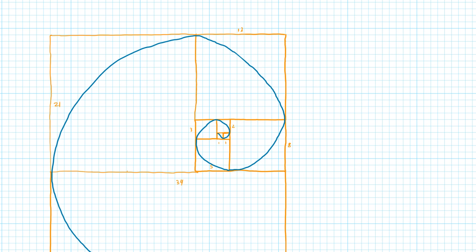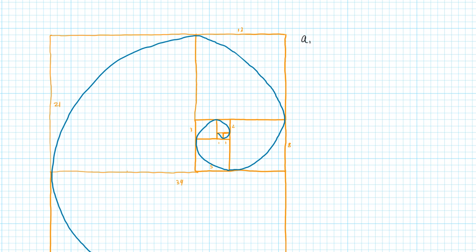We can describe this pattern as that each number is created from the sum of the previous two numbers. So the 3 length came from the previous two terms, which was a 2 and a 1. The 5 length came from the previous two terms, which was a 3 and a 2. Your 8 length came from the previous two terms, which was a 5 and a 3, and so on.